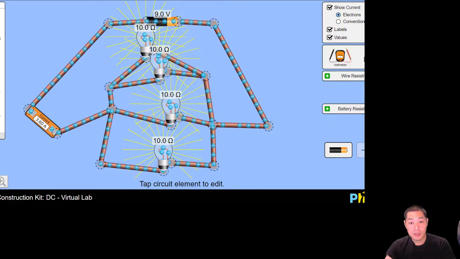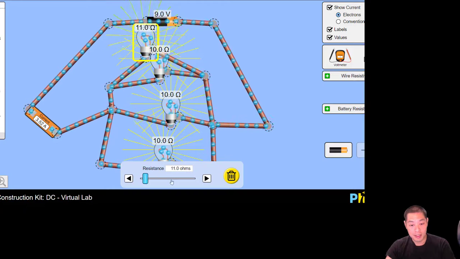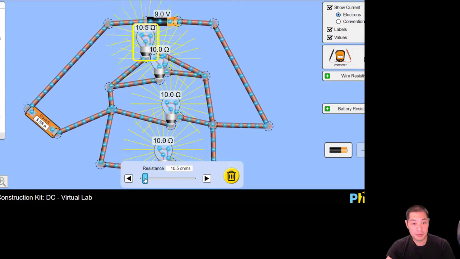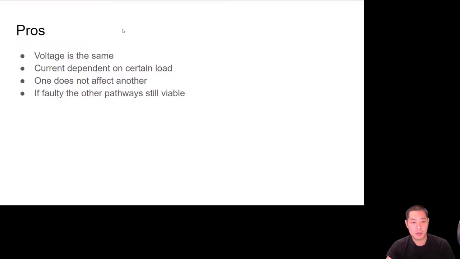Current is dependent on the load. So it's dependent on how much resistance there is. If I increase the resistance here, the current will be slower in this pathway. If I decrease it, it'll be faster in that pathway. So you kind of see what happens if I decrease it. It's dependent on that load or that resistor.